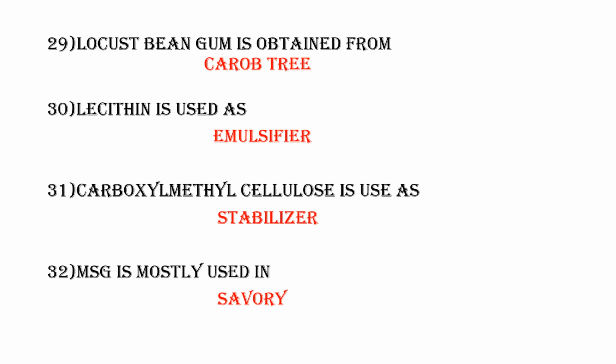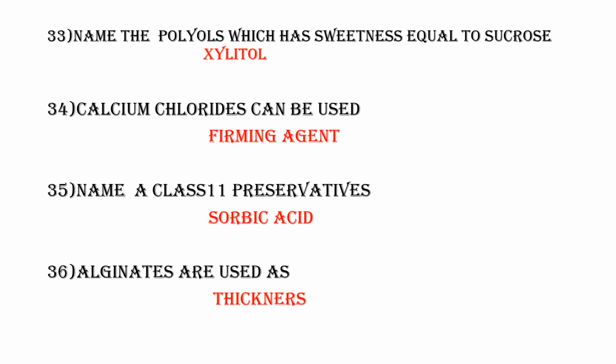31st question. Carboxymethyl cellulose is used as a stabilizer. MSG, monosodium glutamate, is mostly used in which type of product? It's used in savory products. 33rd question. Name the polyols which have sweetness equal to sucrose. The polyol having sweetness equal to sucrose is xylitol.